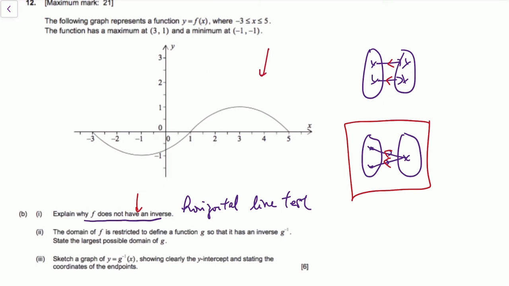And looking at this graph, you realize that this is a many-to-one function. The reason is if you draw a horizontal line test somewhere, you will see that this x value and this x value are mapped to the same y value. So this means this is a many-to-one function. And if a function is many-to-one, it doesn't have an inverse. So you can say this is a many-to-one function, or you can just say it would fail the horizontal line test.